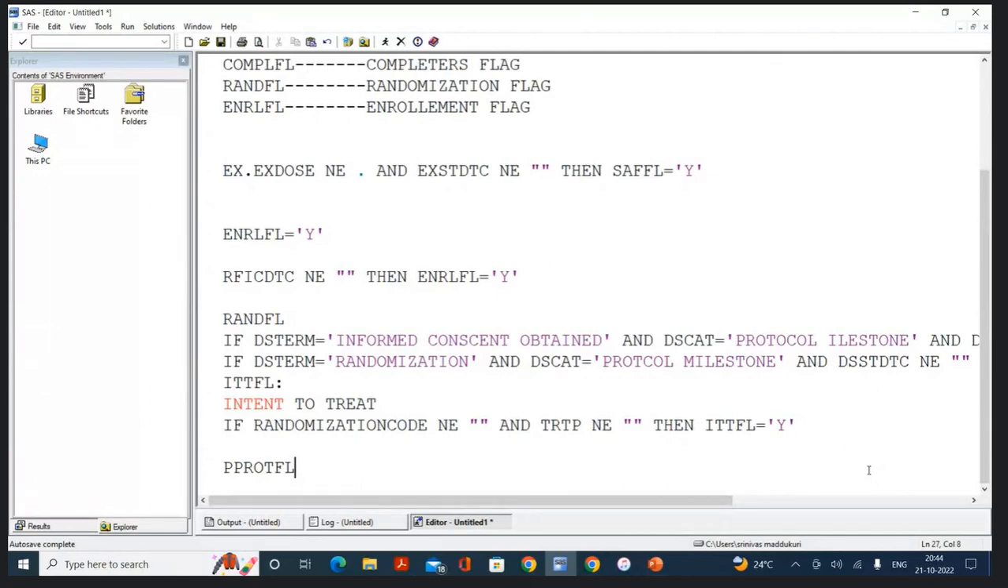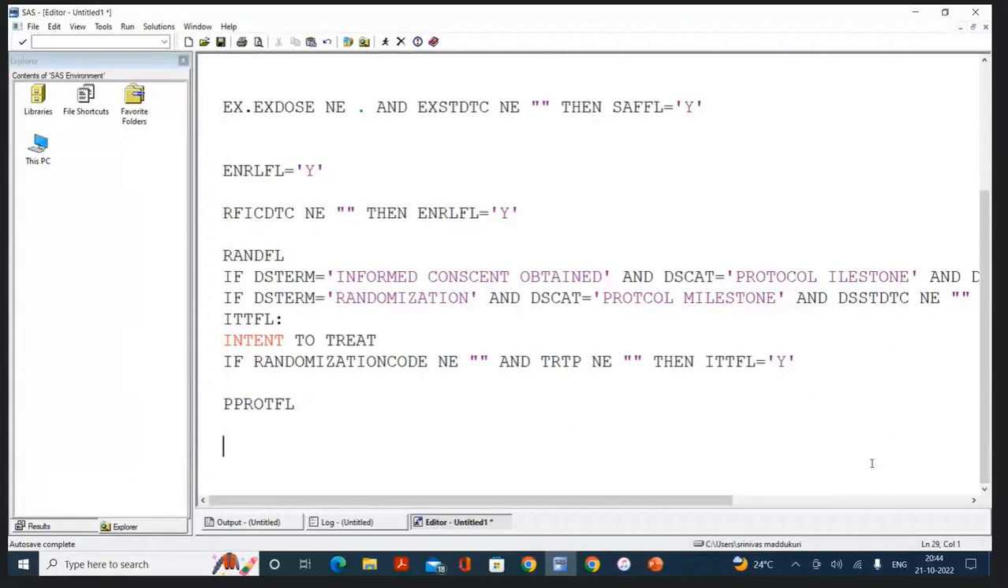No. Per protocol. We are going to have a data set called deviations. In which class can we find the deviation data set? We discussed this one. Which class does DV come under? Events. Events class. In the events class, we have a domain called DV. Deviations or protocol violations. What information can you find in the DV? If a subject has got any major protocol violation, where do we notify that information, where do we map that information? In the DV.